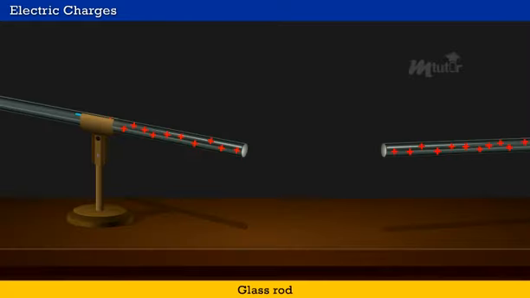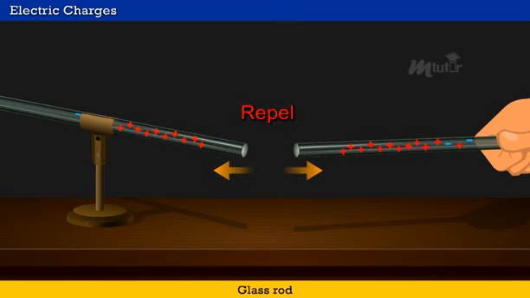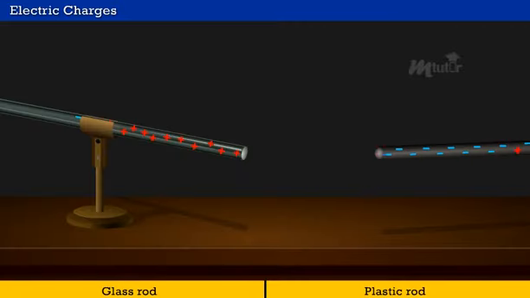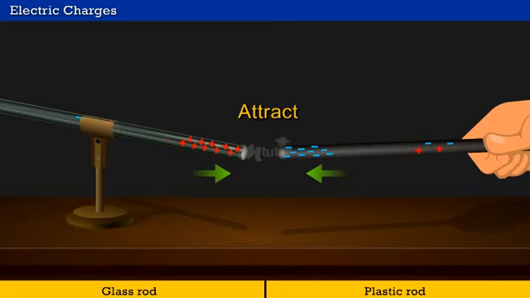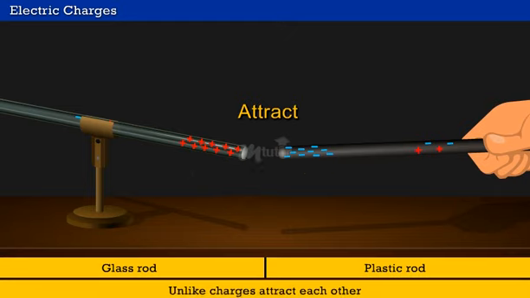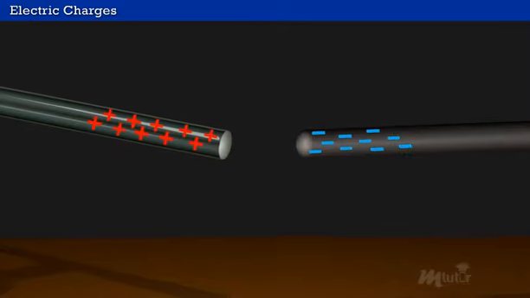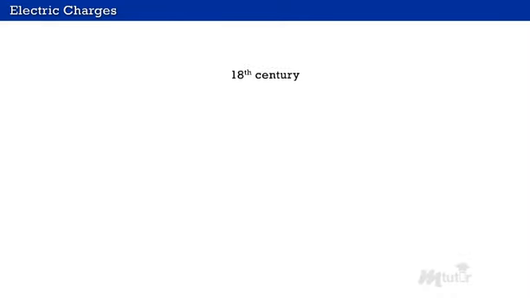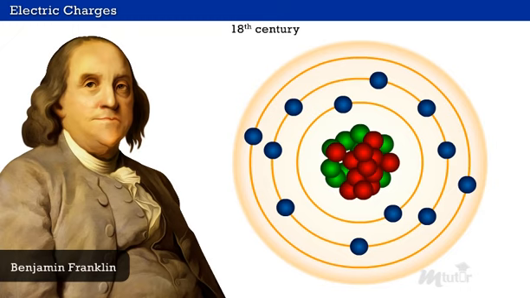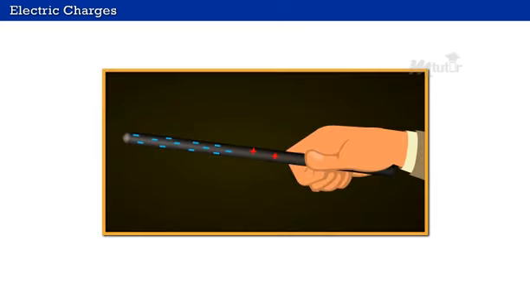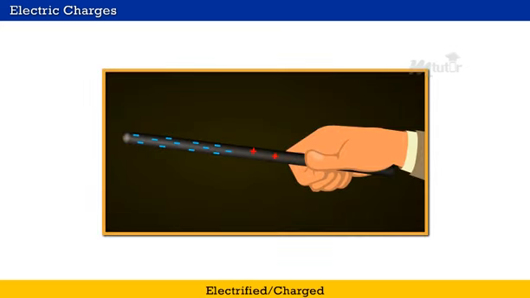The charged glass rod repels another charged glass rod, which implies that like charges repel each other. The charged glass rod attracts the charged plastic rod, which implies that unlike charges attract each other. Thus, there are two kinds of charges that exist in the universe. In the 18th century, Benjamin Franklin called one type of charge positive, and the other type negative. If an object possesses an electric charge, it is said to be electrified or charged.